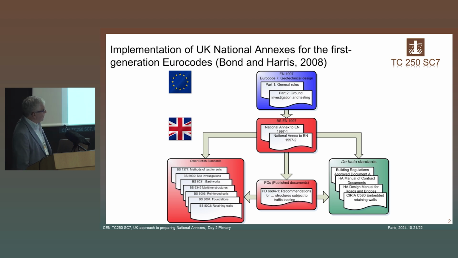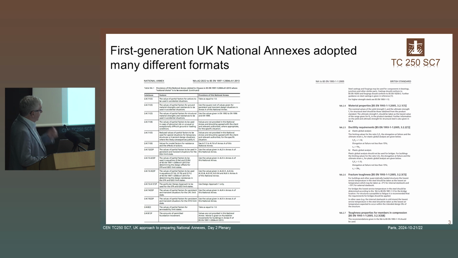And then down at the bottom, an example of a CIRIA document. CIRIA is a separate industry-wide publishing organisation that produces guides on various subjects, and it's produced a lot of subject guides for geotechnics. The embedded retaining wall guide is probably its most famous, I would think, in our field, and we refer to that in our national annex as well. So we're giving those other documents an extra status by referring to them in the national annex. So that's the current situation.